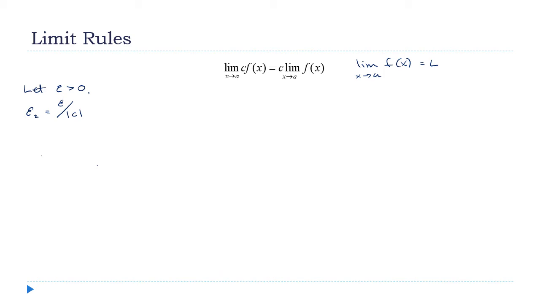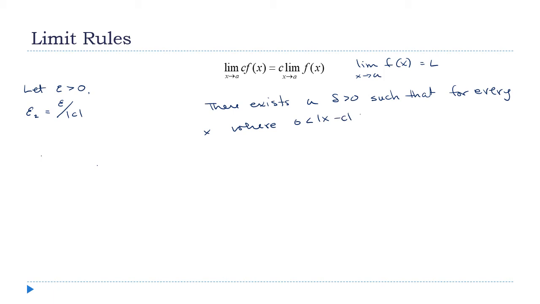Okay, now, let's go to the definition. For this epsilon, there exists a delta greater than 0 such that for every x where 0 is less than the absolute value of x minus a is less than delta, we have the absolute value of f of x minus L is less than epsilon 2.